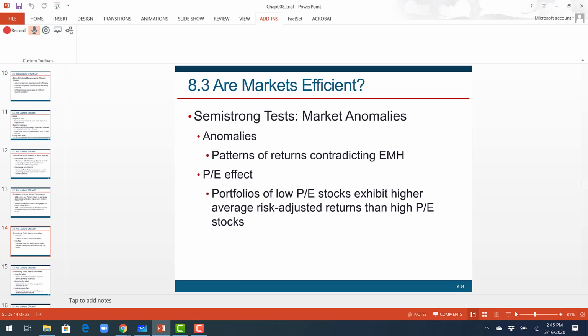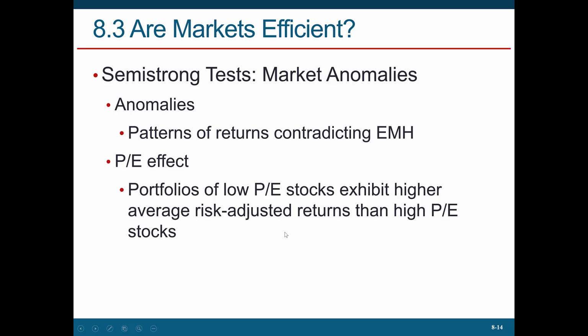What is the historical evidence regarding this PE ratio? The evidence is that firms or stocks with low PE ratios tend to have superior performance. Stocks with high PE ratios tend to have inferior performance. So low PE stocks outperform high PE stocks, and that's the reason why this PE ratio is a popular screening variable.